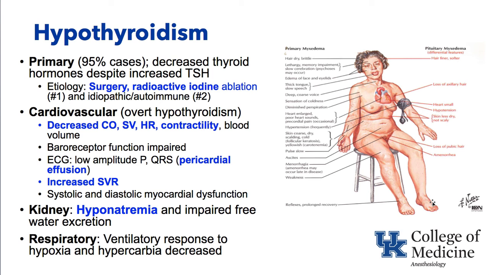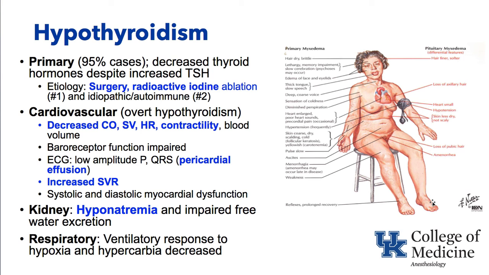Overt hypothyroidism affects the cardiovascular system. Low thyroid hormone and the cardiac output's down, the stroke volume down, the patient's bradycardic, they're not contracting as well. Baroreceptor function can be impaired, and an effusion, that is, a fluid, can develop around the heart in the pericardial sac, and their systemic vascular resistance can be high. So you can see that if the heart's not functioning well and the vascular resistance is high and there's a pericardial effusion, if you blasted this patient with propofol, you may have a cardiac arrest in a myxedemic hypothyroid patient.